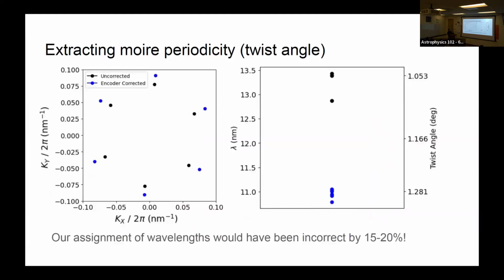What this means is that if you did not correct for the encoder readout, the positions of the Fourier peaks would have been in different locations, and this has implications for our extraction of the wavelength. Doing the back calculation of the wavelength using the Fourier positions shown on the right, you can see that our wavelengths would have been off by around 15 to 20%. If you assume strain in your system and try to determine the twist angle from that, you would have underestimated your twist angle by about 0.23 degrees, which is dramatic in terms of the band structure.